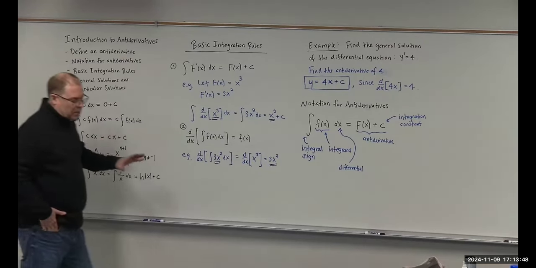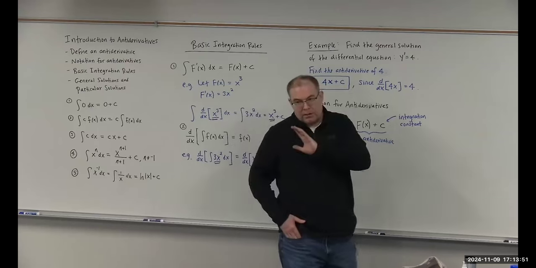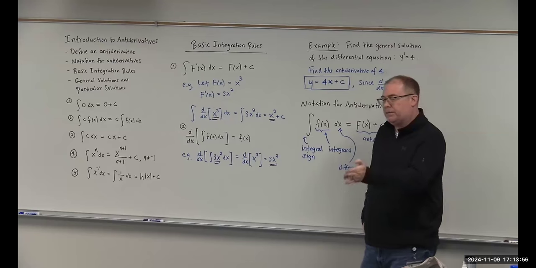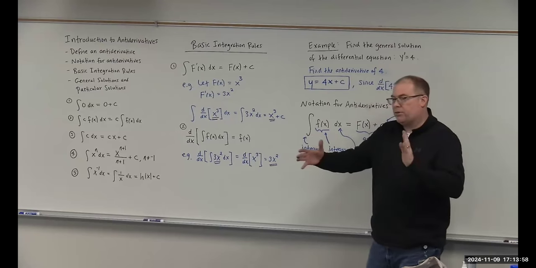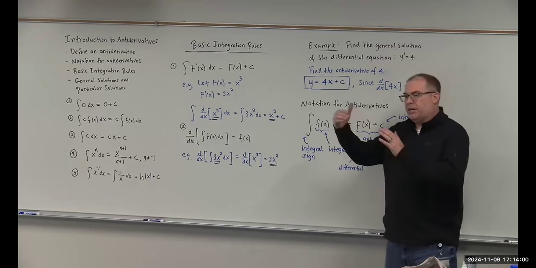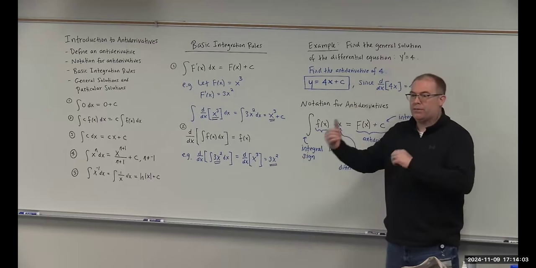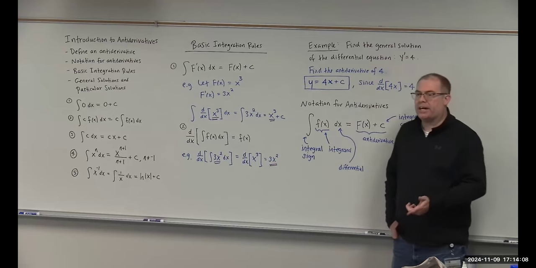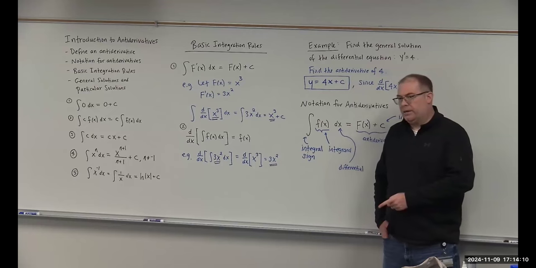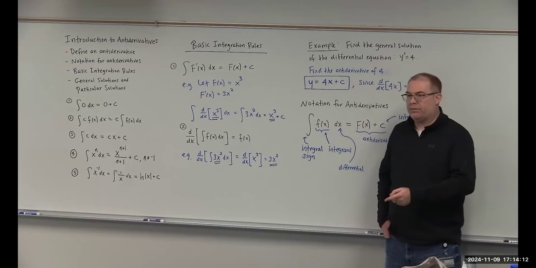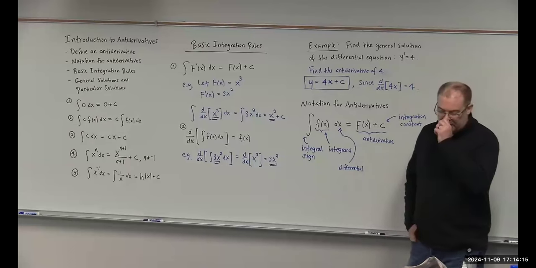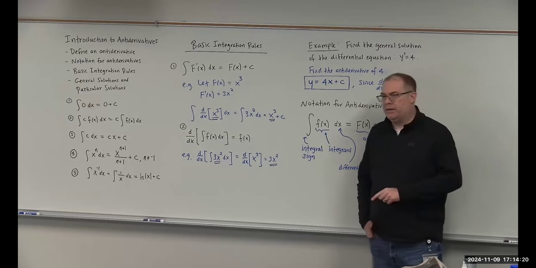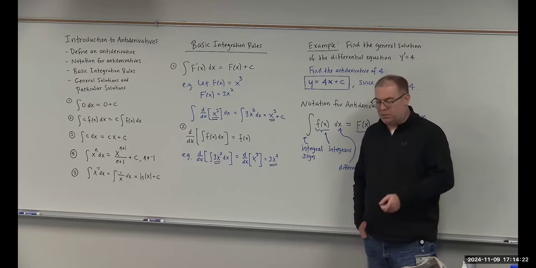So those are some of the basic rules. Now also remember that you have the other formulas for like e to the x and the trig formulas. Because we know the derivatives of those functions, you also have those for your antiderivatives. So for example, since the derivative of sine is cosine, therefore the antiderivative of cosine is sine. And it turns out that the integral of sine is negative cosine.